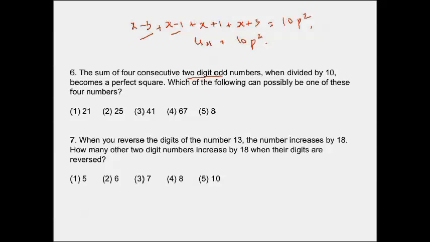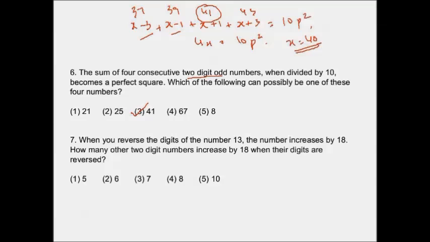So the first perfect square, which is even and which makes it greater than 40, is 16. So if I take p as 4, this total will become 160 and my value of x will be 40. If value of x is 40, the numbers are 37, 39, 41 and 43, and we see that one of these numbers is there in our options, so our answer is option 3 straight away, which is 41. I hope this is clear to everyone.